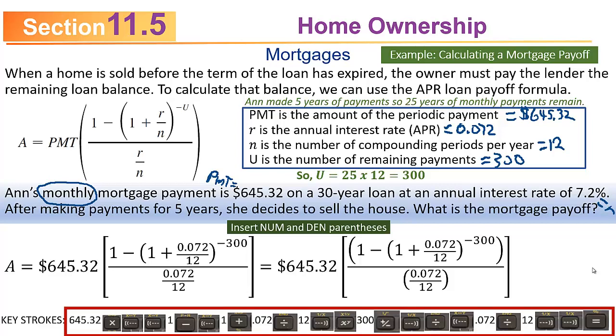Here's what you should get for your keystrokes, and if you did it correctly, you're going to get $89,679.01. So if Ann wants to sell that house after 5 years, she's going to have to pay off the mortgage by giving the bank $89,679.01.